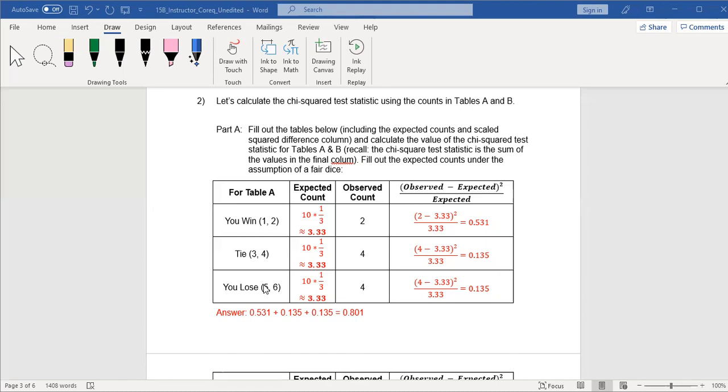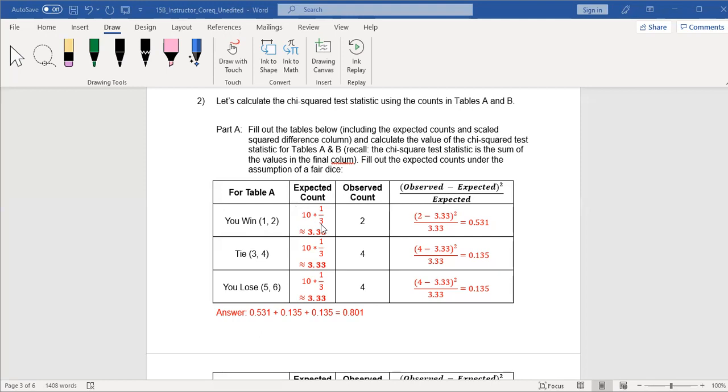The probability of getting 1 or 2, the probability of winning, is 1/3, and the probability of a tie is 1/3. The probability of losing is 1/3. So every time I will multiply by the sample size. So 1/3 times 10, since the total rows here is 10, you get 3.33.